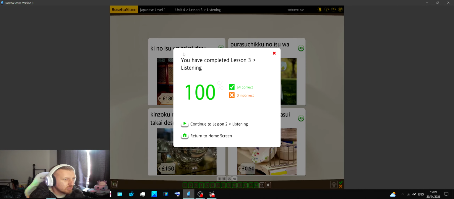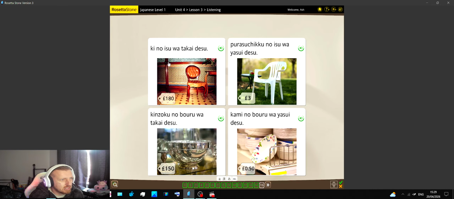Ki no isu wa takai desu. This chair is made of wood. Wood chair is expensive, sorry. Plastiku no isu wa yasui desu. This plastic chair is cheap. Kinzoku no boru wa takai desu. This metal bowl is expensive. And kami no boru wa yasui desu. And this paper bowl is cheap.